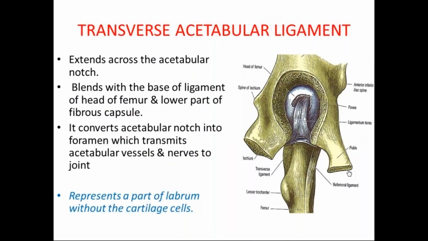The next ligament is the transverse ligament of acetabulum. It is a part of acetabular labrum which extends across the acetabular notch. Here it blends with the base of ligament of head of femur and with the lower part of fibrous capsule, thereby converting acetabular notch into a foramen which transmits acetabular vessels and nerve to the joint. It represents a part of labrum which is without the cartilage cells.